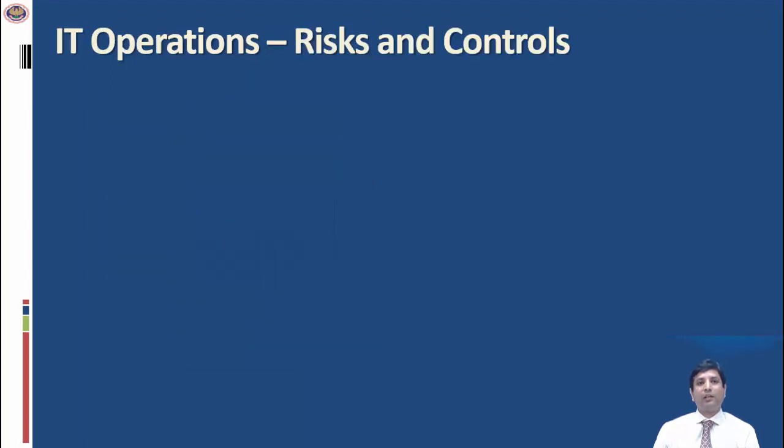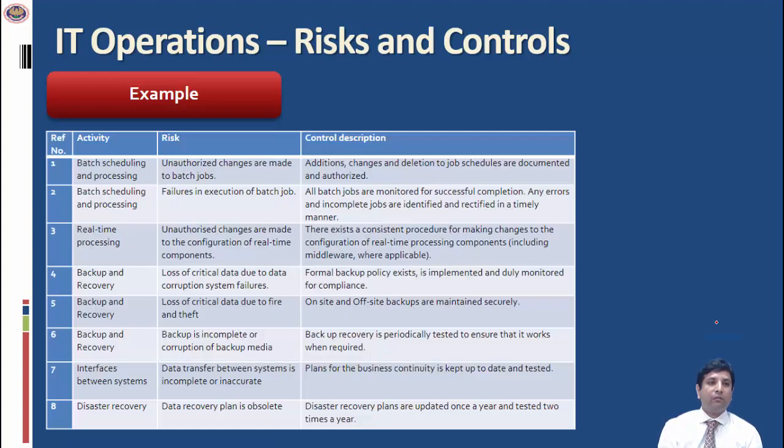Now let us look at some of the risks and controls that are relevant to the IT operations. So here we have given a list of risks and controls which mitigate those risks for IT operations. Let us look at each activity-wise what can go wrong. So here we have seen there is batch scheduling and processing, which is an activity within the IT operation. What can go wrong within batch scheduling and processing?